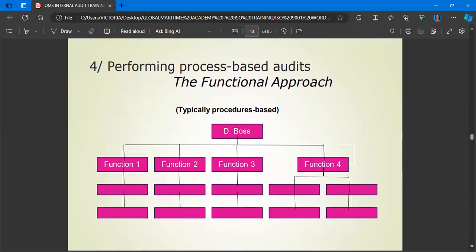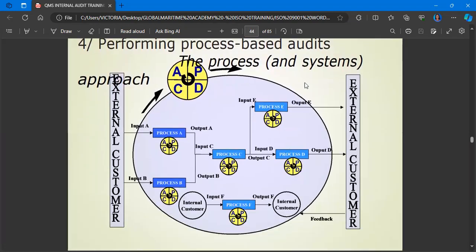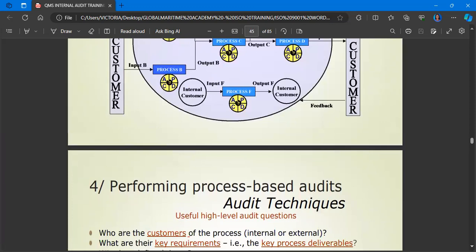Functional approach, typically procedures-based. This is giving you an illustration of how you can conduct a process-based audit. You check, from the boss to function 1, function 2, function 3, function 4. So it means you are following it, process by process, to conduct the audit. We have seen this interaction flow previously, telling you about the process. That is, you understand the process and interlink them so you'll be able to ask relevant questions relating to each process.